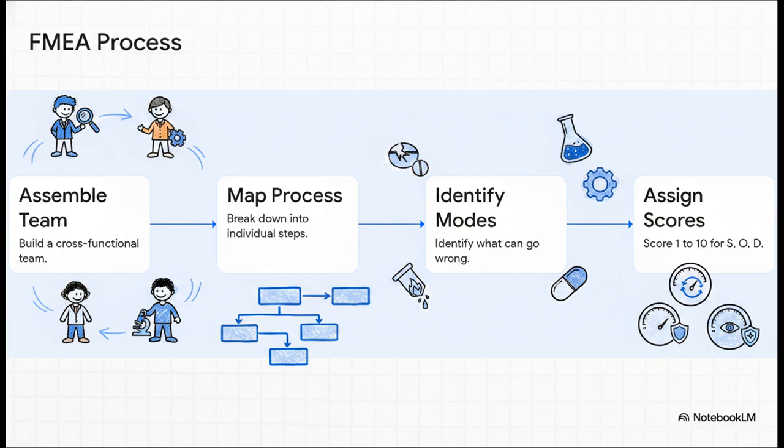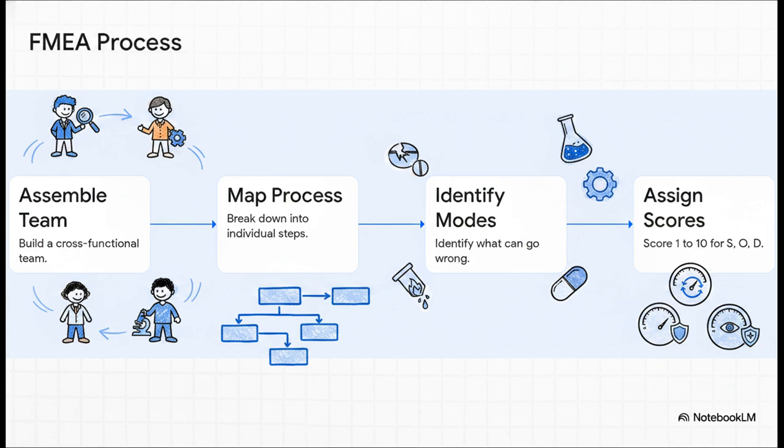Here is your actionable 4-step guide. Step 1, assemble the Avengers. You absolutely cannot do this alone in a siloed office. You have to build a cross-functional team with diverse roles. We're talking QA, production, engineering, and microbiology. Having all these varied departmental perspectives is literally the only way to resolve conflicting risk scores.